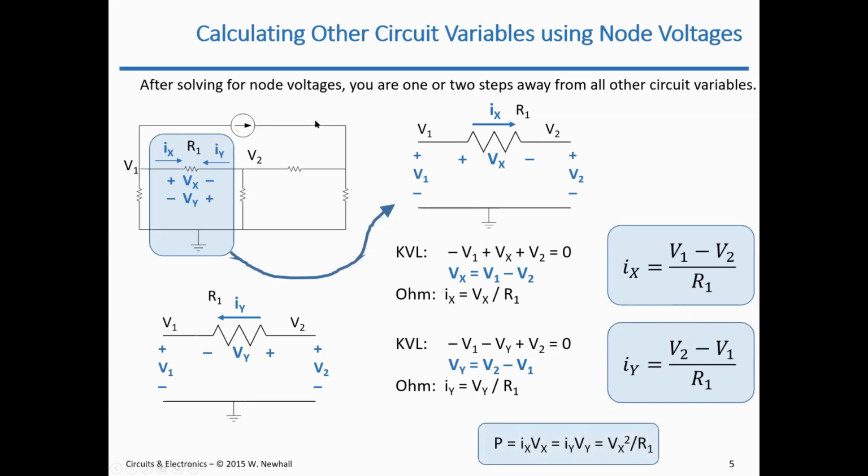Oh, before that, let me say this. I said you were one or two steps away from all other circuit variables. Well, you can calculate power for every resistor once you have the voltages, right? So if I know Vx, or Ix or Iy from the one step above, this would be step 2 to figure out power for every resistor.